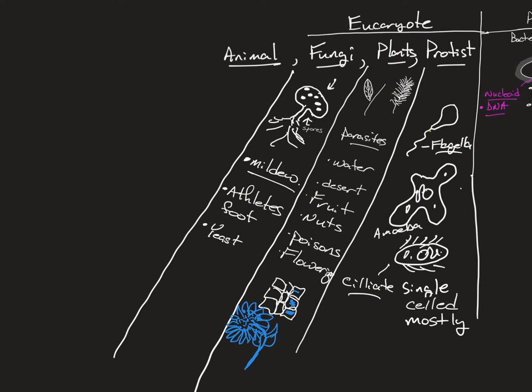Now, animals, obviously you know what they are. They are anywhere from humans to things like insects to other mammals, birds, fish. The list goes on, right? So there's a lot of animals that I'm sure you're aware of.